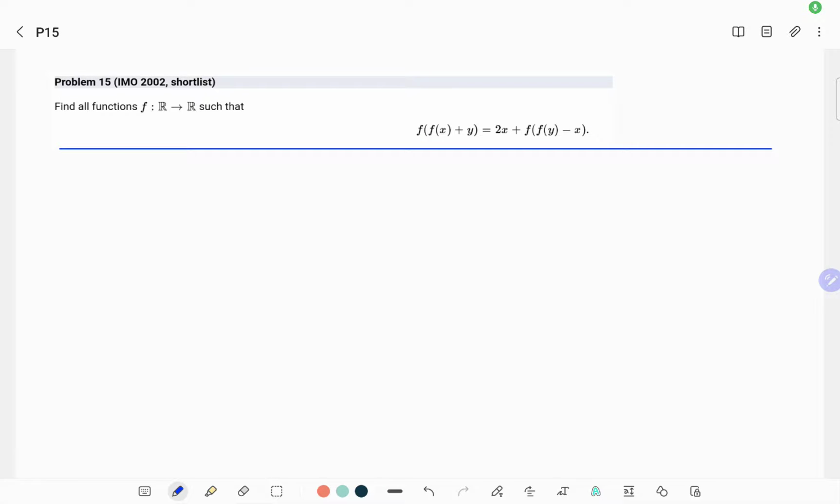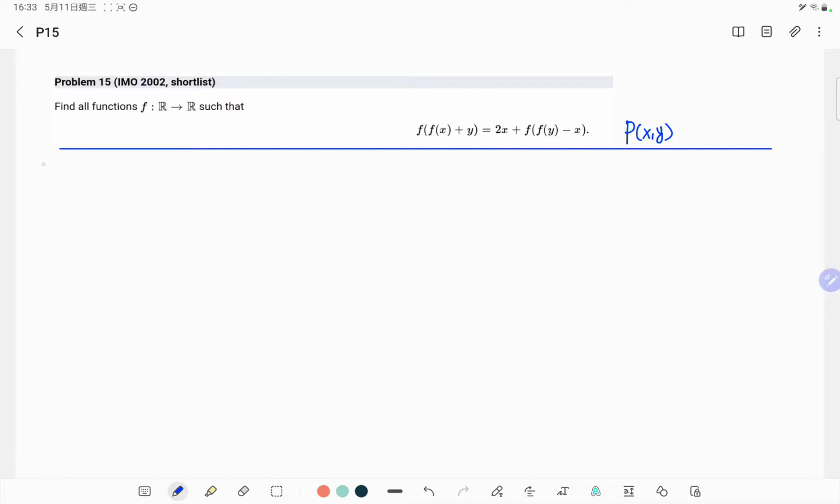Let's take a look at another functional equation from a solid problem of the International Mathematical Olympiad 2002. It says find all functions f from real number to real number such that f evaluated at f of x plus y equals 2x plus f evaluated at f of y minus x. So let's call the original functional equation P(x, y).